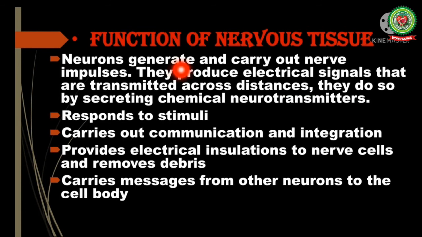Functions of the nervous system. Neurons, as part of the nervous system, generate and carry out nerve impulses. They produce electrical signals that are transmitted across distances. They do so by secreting chemical neurotransmitters. Neurons also help to respond to various stimuli. The nervous system carries out communication and integration. Along with this, the nervous system also provides electrical insulation to nerve cells and removes debris. The nervous system carries messages from one part of the body to another part of the body.